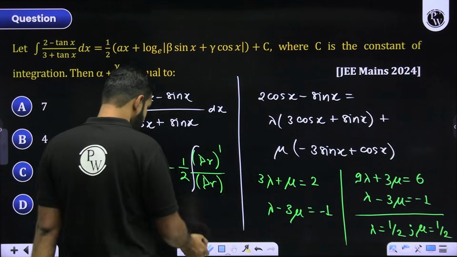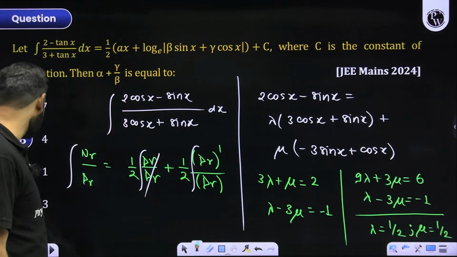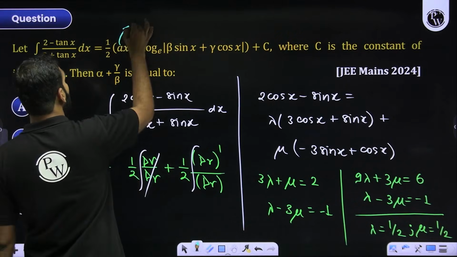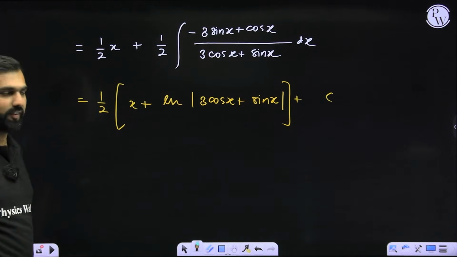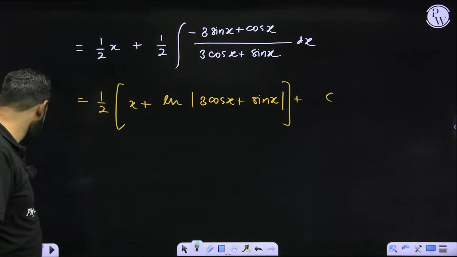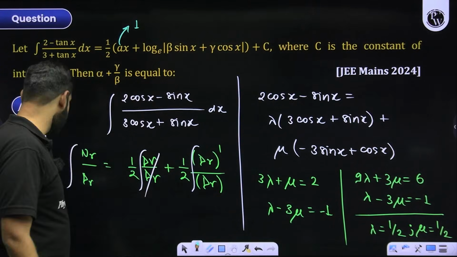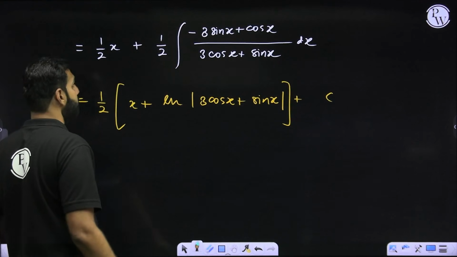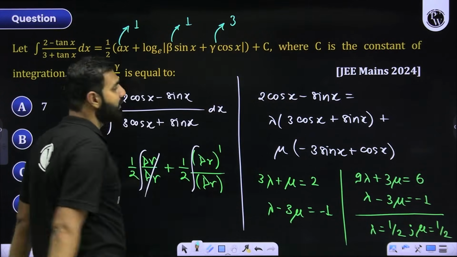And now when I start comparing the values, for example, alpha I think is the coefficient of x, which is clearly nothing but 1. Because 1 by 2 is outside, we also have this 1 by 2 outside, so we need not worry about that. Then ln of, does ln have a coefficient? No. Ln of beta sin x plus gamma cos x. So beta should be 1 and gamma should be 3. Do you have any confusions on that?